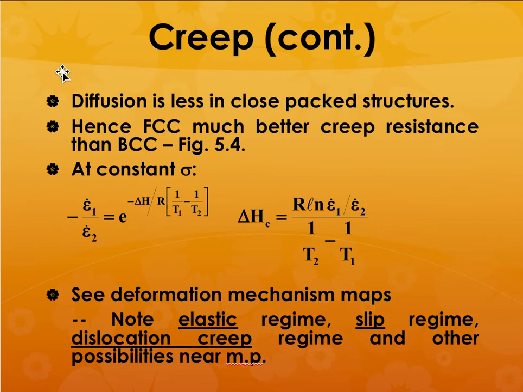And again, as I said to you, diffusion is less in close pack structures. So FCC has much better creep resistance than BCC. So this is again, you can see the deformation mechanism maps, and you will find that in authors like Ashby. He has these deformation mechanism maps that will show you what component at what temperature and what stress level is safe to use based on that.